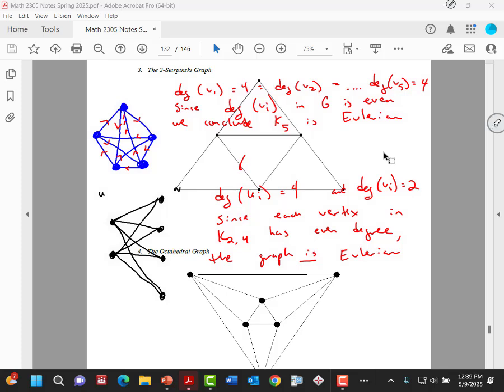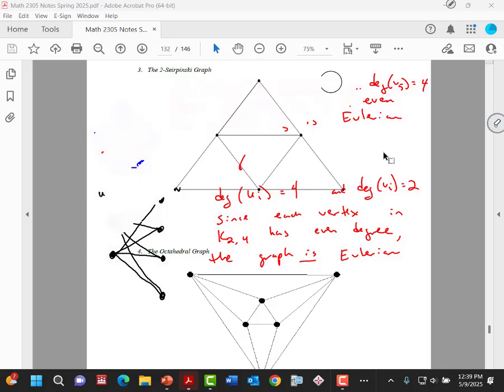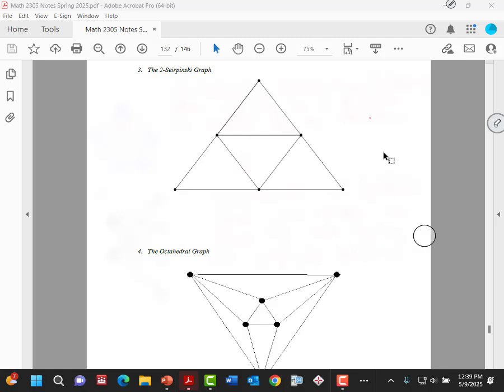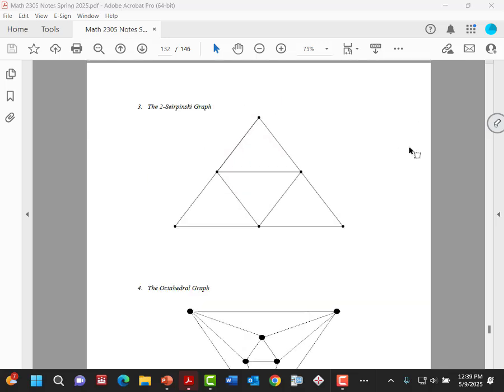Okay, let us take a look at a couple more. So let's take a look at the two Sierpinski graphs. So these 4 triangles here, more or less. So let's take a look. I'll just call this V1, V2, V3, V4, V5, and V6.